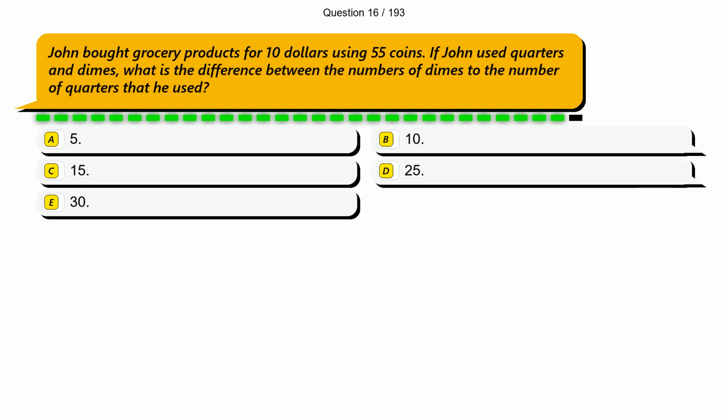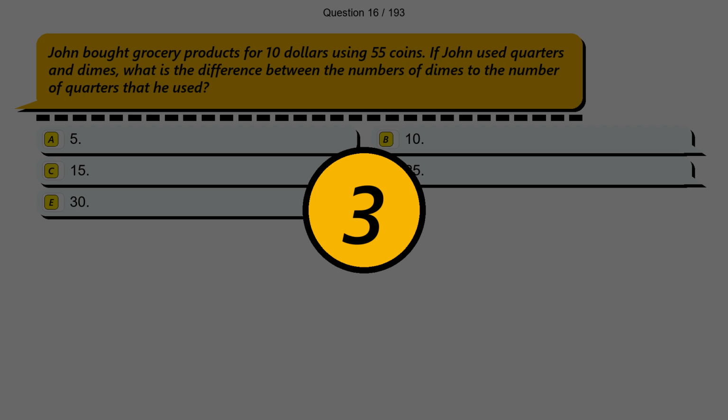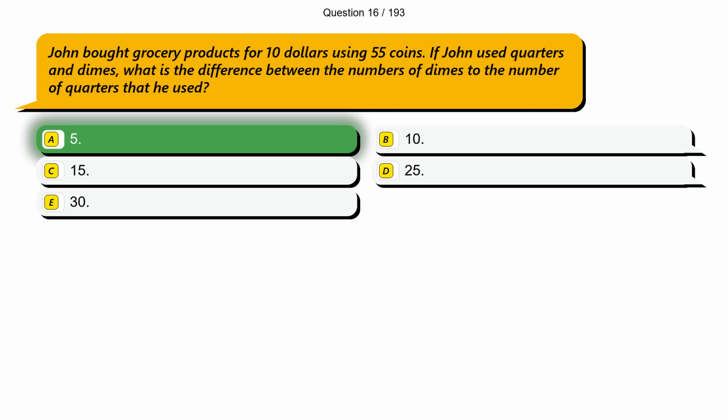Question 16. John bought grocery products for $10 using 55 coins. If John used quarters and dimes, what is the difference between the number of dimes and the number of quarters that he used? Option A, 5. Option B, 10. Option C, 15. Option D, 25. Option E, 30. The correct answer is option A, 5.